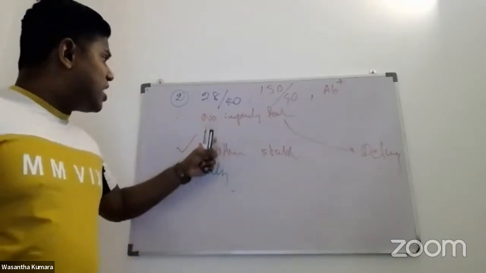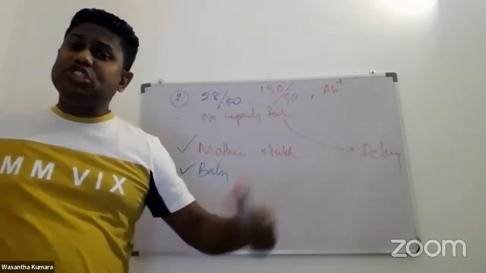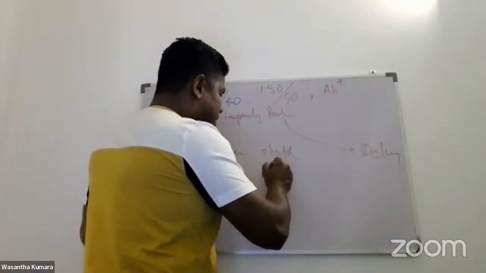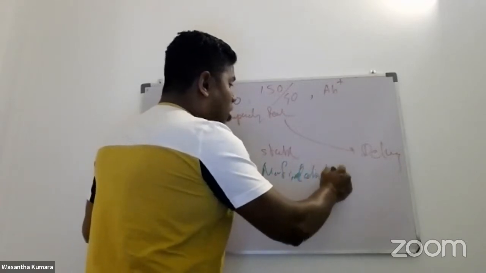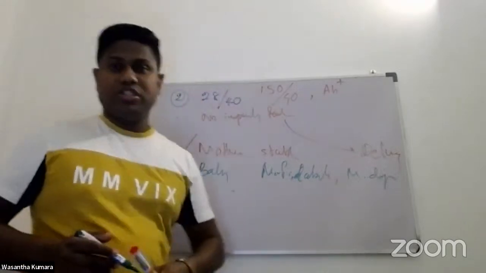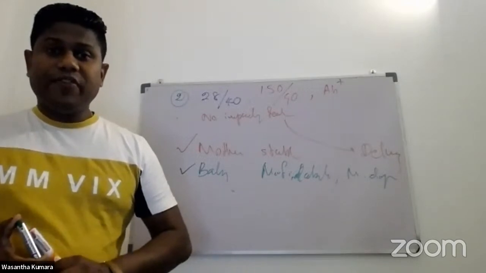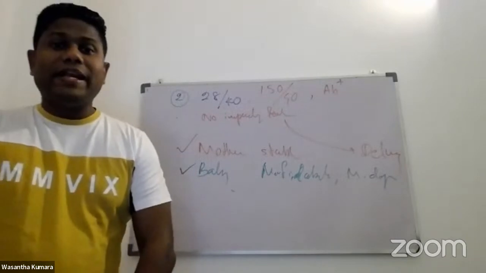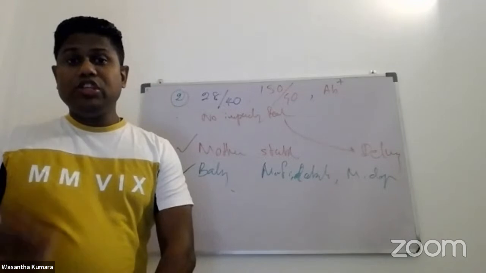Okay, so what are the drugs that you can use to control her blood pressure? Blood pressure is not very high, so you have options like nifedipine, labetalol, or else methyldopa also you can use in these kind of patients, because this is not an emergency situation. Nifedipine, labetalol, methyldopa, anything you can use. But the current practice, the first line management is usually labetalol.